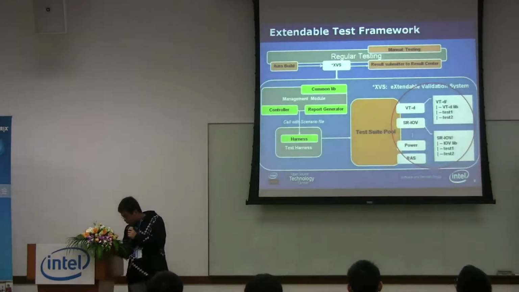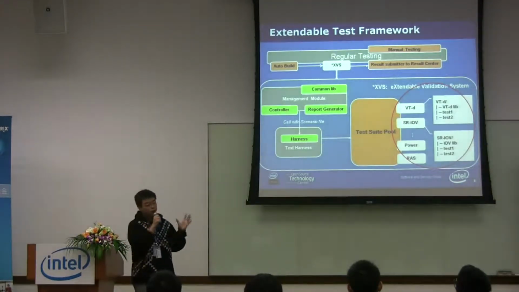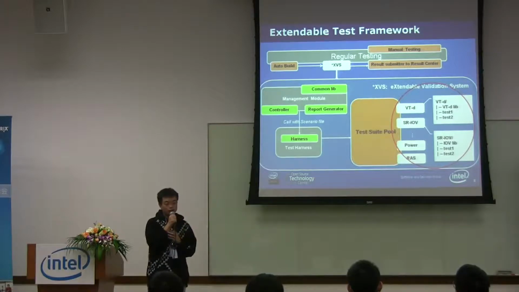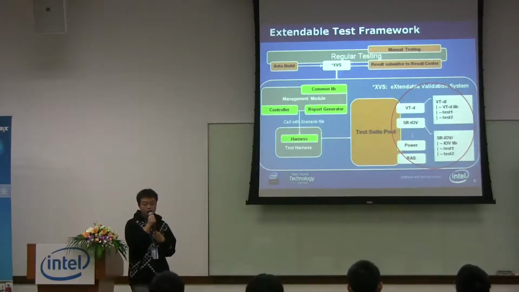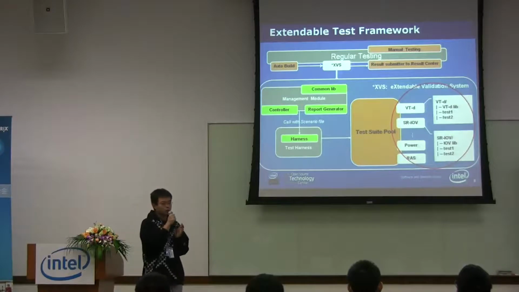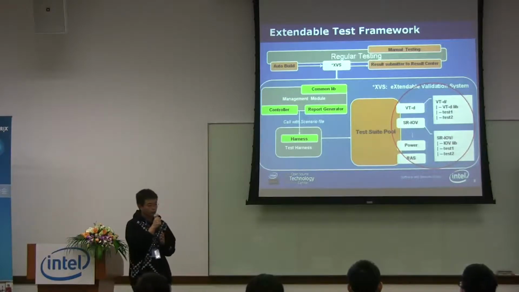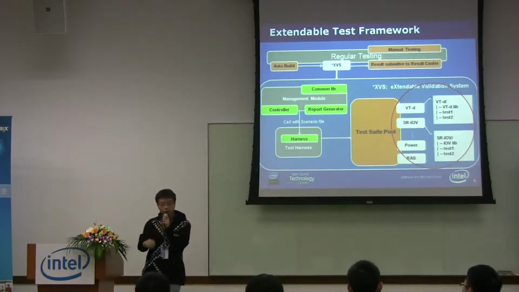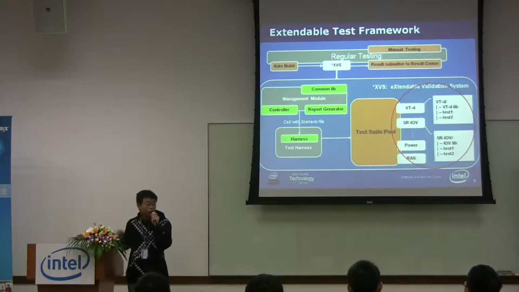XVS has three major parts. First is the management module. It can control the test process, generate test reports, as well as drive the test harness. Second part is our test harness. It is used to parse the test scenario files, as well as launch each test suite. And the third part is the test suite pool. It contains all of our automated test cases. It's very simple, right?